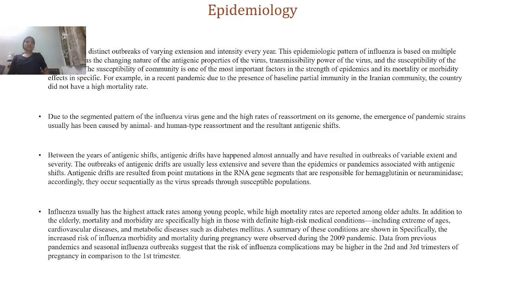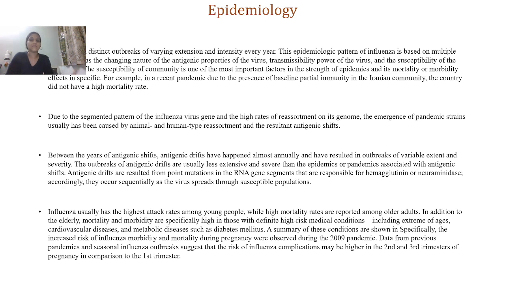So epidemiology means how it is affecting the population, kind of. It occurs in distinct outbreaks of varying extension and intensity every year.